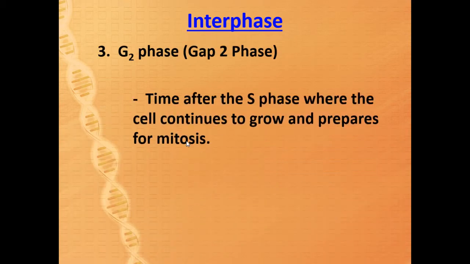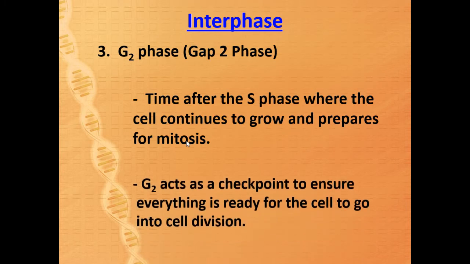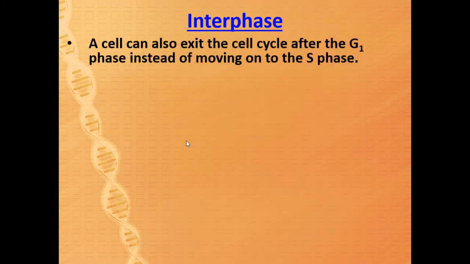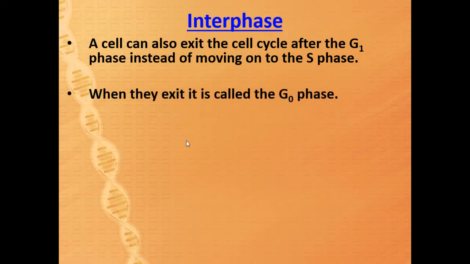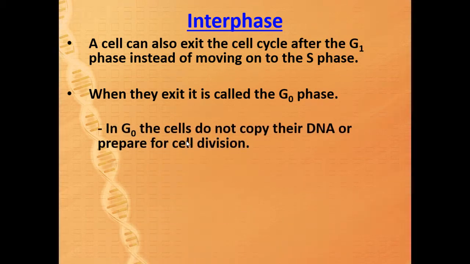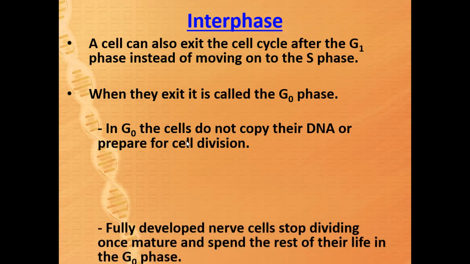G2 phase, or the gap 2 phase, is right after the S phase, and the cell is going to grow again, and G2 acts as a checkpoint to make sure that everything is ready for the cell to go into cell division. At this point, a cell can also leave after G1, and instead of moving into the S phase, it's going to get off at what's called the G0 phase. In G0, the cells do not copy their DNA. They don't prepare for cell division because they are not going to divide.